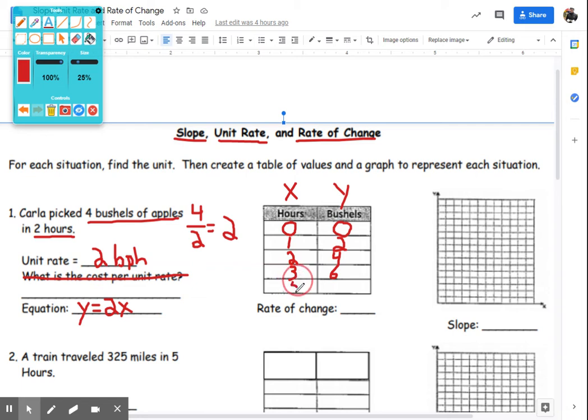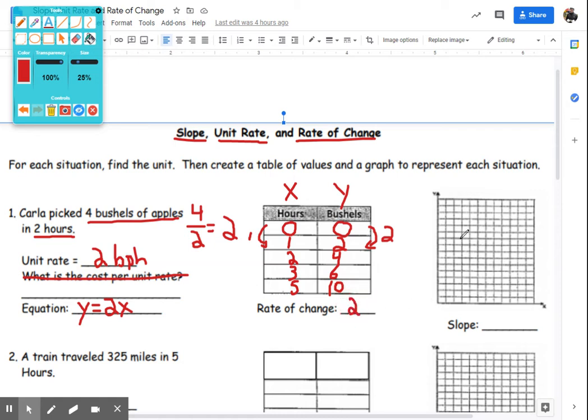After 3 hours, if I take that 3, multiply it by the 2 bushels per hour, we get 6. And then let's skip 4, let's do 5. After 5 hours, if I take those hours, multiply it by our unit rate, which is 2, we get 10 bushels. So our rate of change. Let's do a quick review. Rate of change is your change in Y divided by your change in X. My change in Y, I'm going from 0 to 2, so that's 2. My change in X, I'm going from 0 to 1, so that's 1. If I take my change in Y, 2, divide it by 1, we get a rate of change of 2.